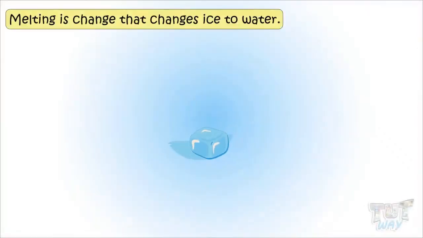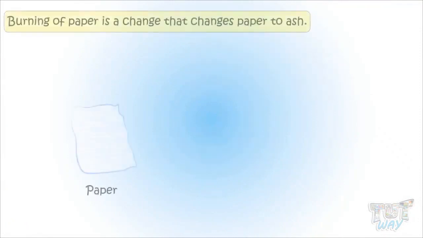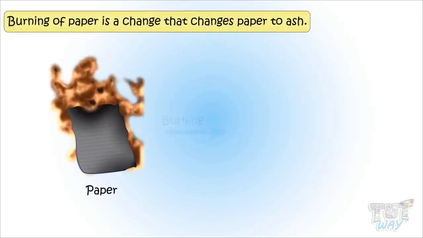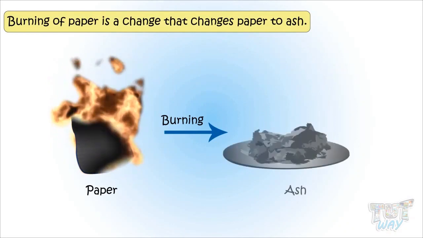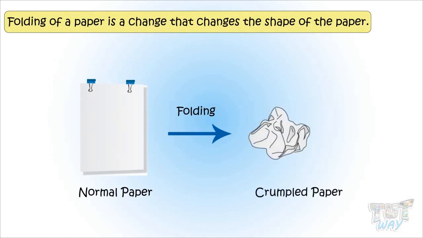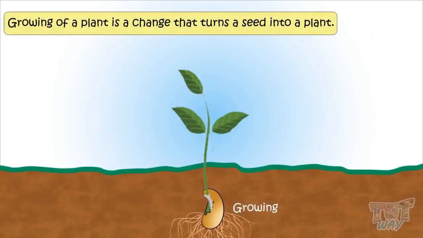Melting of ice is a change that turned ice into water. Burning of paper is a change that turned paper into ash. Folding of paper is a change that changed the shape of a paper. Growing a plant from a seed is a change that turned seed into a plant.